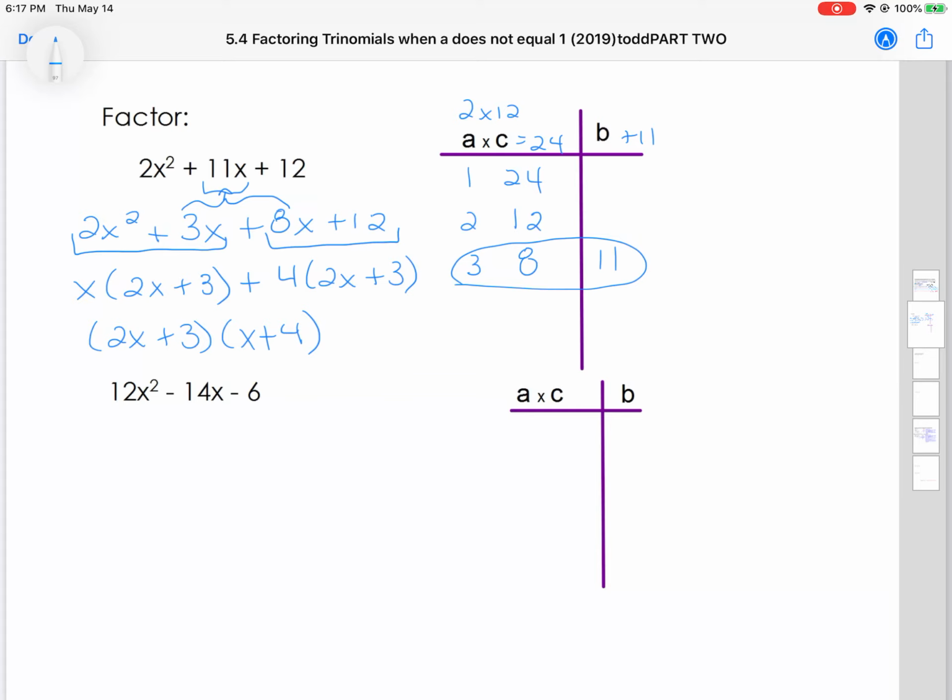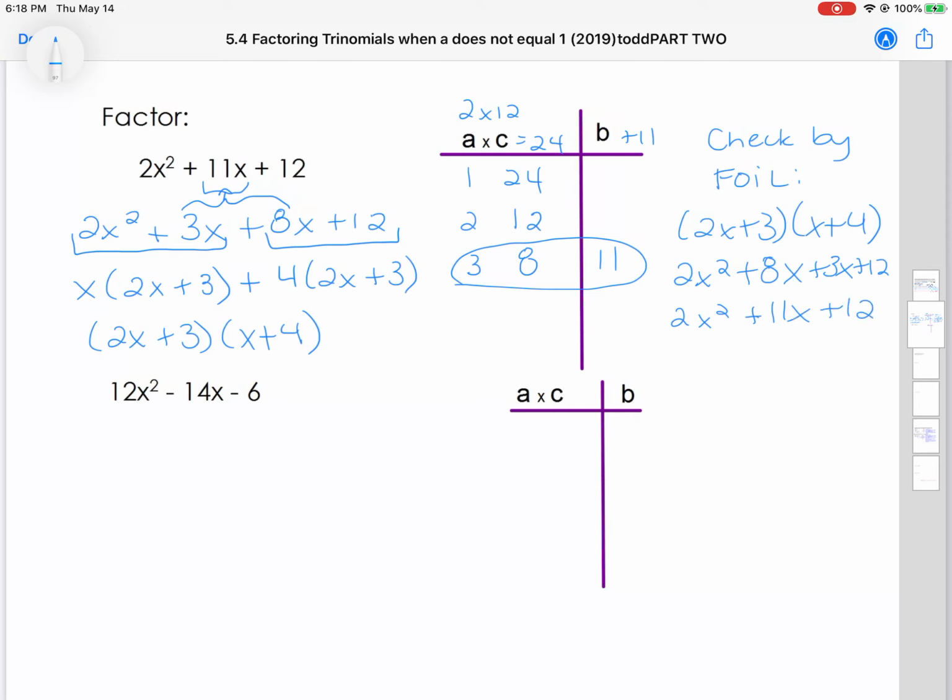You could check by FOIL if it says to. So 2x plus 3, x plus 4. 2x times x is 2x squared. 2x times 4 is 8x. Inside, 3x plus 12. When you simplify, so today you will get to simplify because you're going to be given the expression as ax squared plus bx plus c. And we got what we wanted. We got our question back, which is excellent.